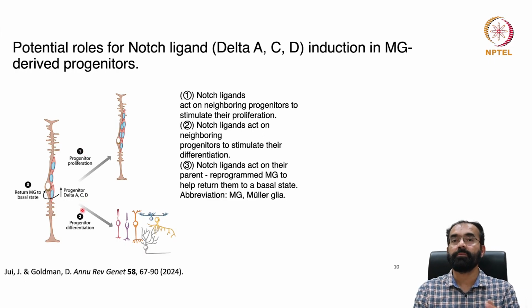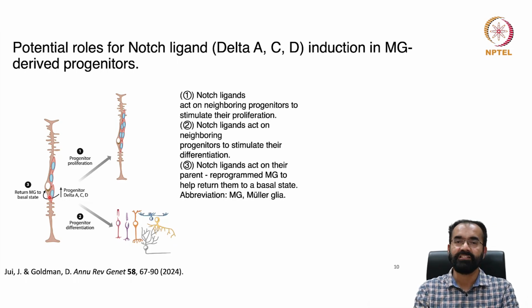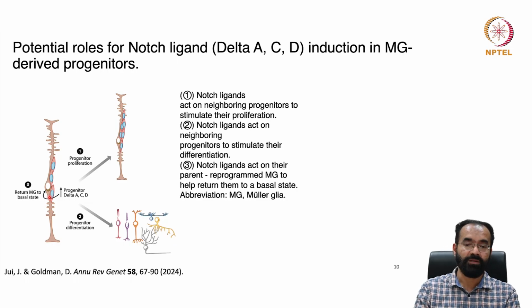Many times the reprogrammed Muller glia must return back to its normalcy. Otherwise it will remain in a reprogrammed state, which is useless once the job is done. Like you may have seen, whenever there is a spiritual function going on, you will find a lot of local shops coming up. Once the festival is done, all the local shops disappear. What is the point of having those local shops? So these Muller glia must return to their normalcy. And this is a typical in situ injury pattern in the retina.